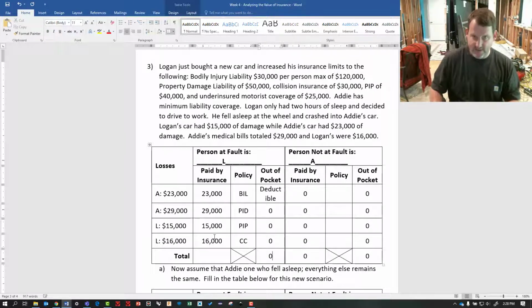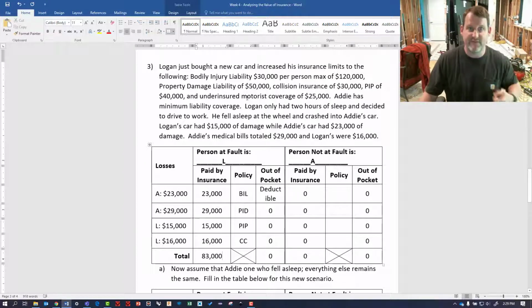So at the end of the day, Logan is $0 out of pocket. His insurance is at $52, $67, $83 maybe. His insurance company just picked up $83,000 for this very significant, serious accident that happened.